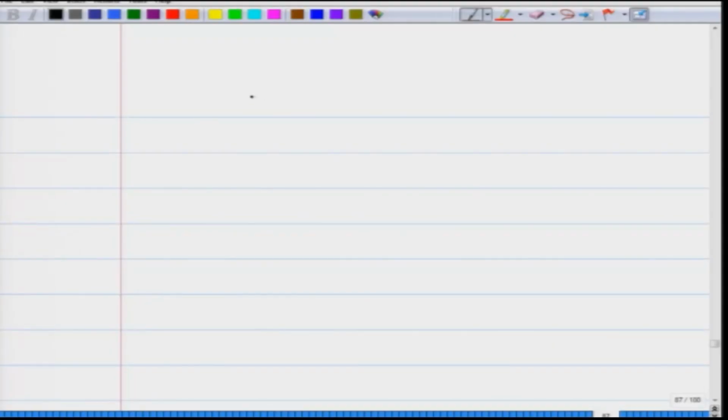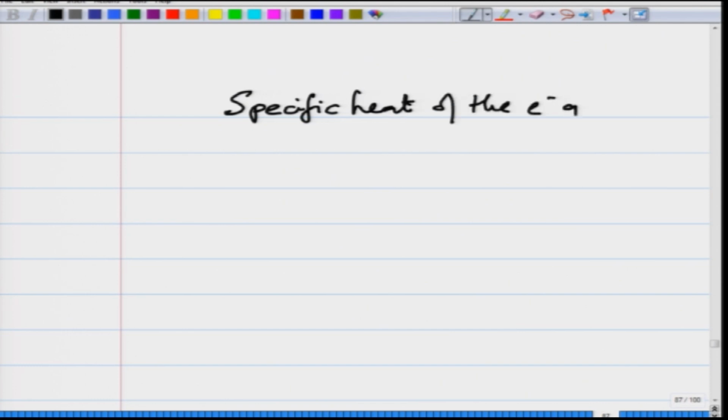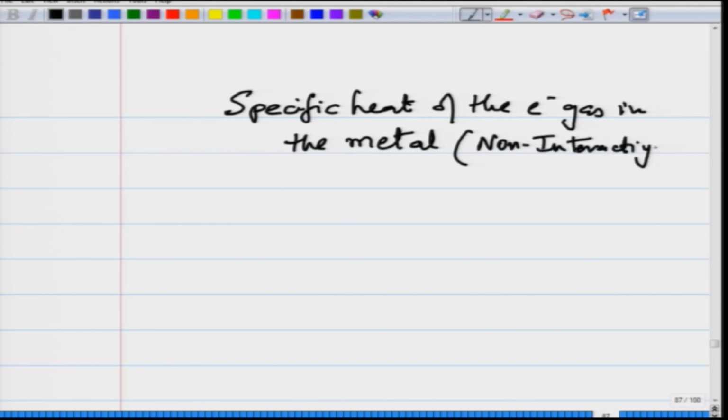With this concept in mind, let us now look at another property of the solid and try to calculate it. Let us relook at the specific heat of the electron gas in the metal. It is still a non-interacting gas, but within Sommerfeld's model, what is the specific heat of this electron gas inside the metal?